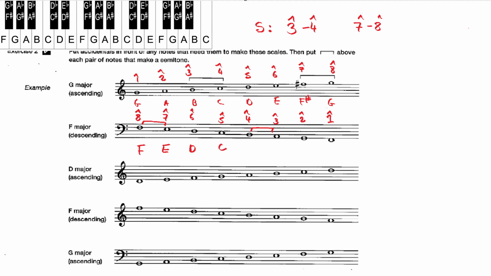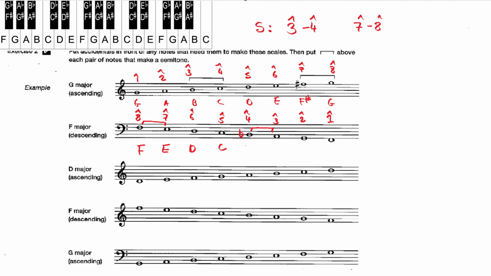D to C, that's a tone, exactly as it should be. C to B is a semitone, and we shouldn't have a semitone between 5 and 4. So we need to lower that B away from the C. We don't want to raise up the C, because that would make it closer to the D, and we'd put a semitone between 6 and 5. We don't want one there, so we should lower that B to make it a B flat.